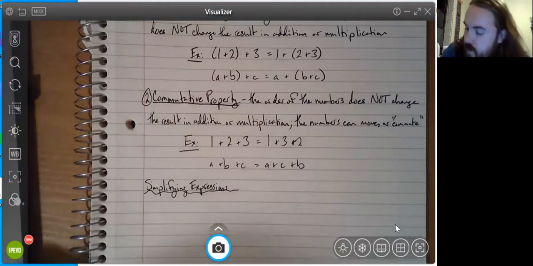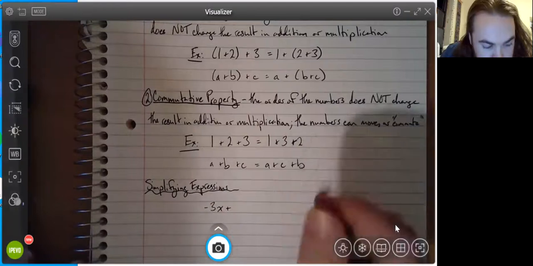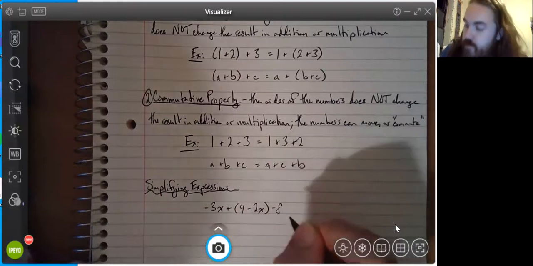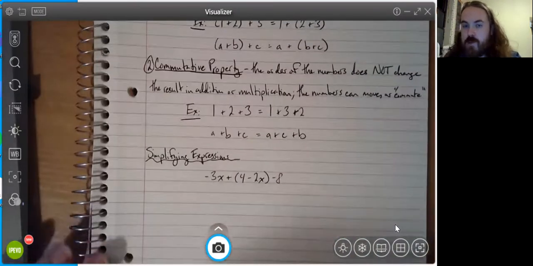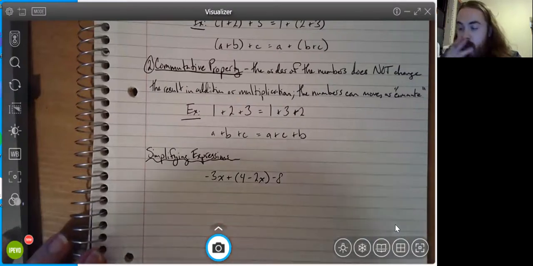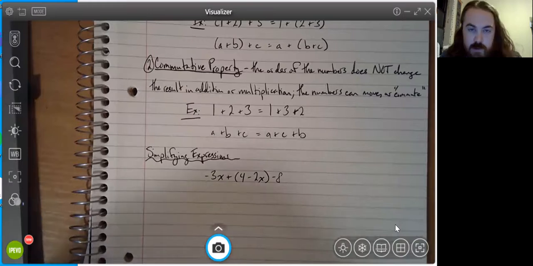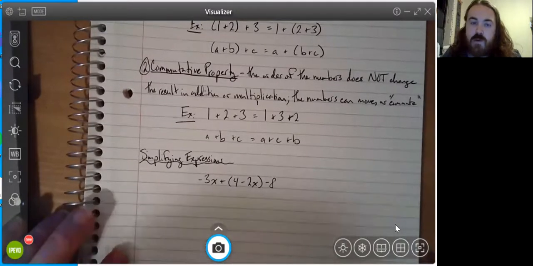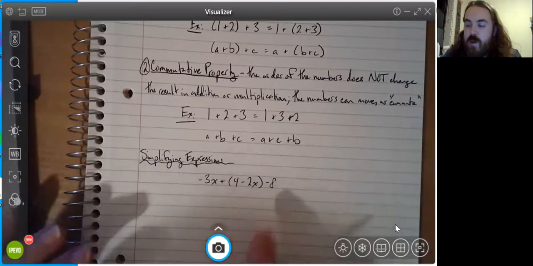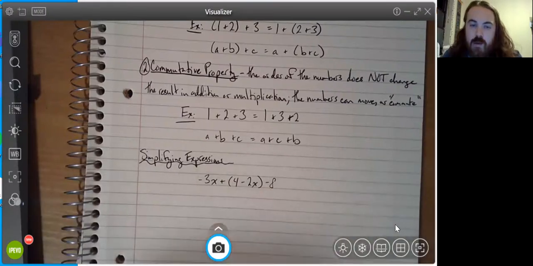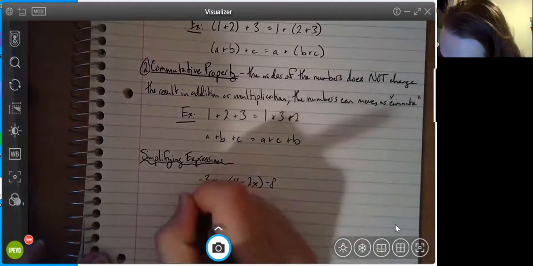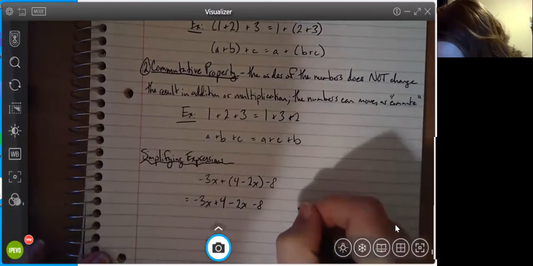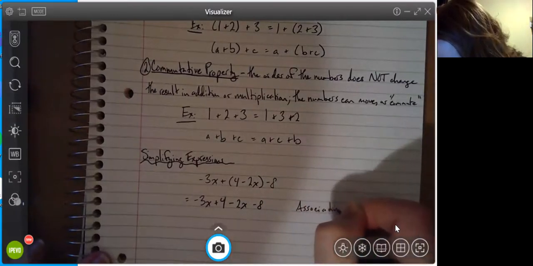So where it matters is if we're given an expression like negative 3x plus, open parentheses, negative 2x, close parentheses, minus 8. In this case, we need to apply these properties in order to simplify this expression. Well, the first property we can apply, because we have these parentheses here, is actually the associative property. Because again, the associative property tells us that the way that numbers are grouped or associated does not change the result. So what that means is you just get rid of the parentheses. You have plus, you have minus. Okay, well, this is the same as adding negative 8. So it's all adding. So you can just get rid of the parentheses. So let's say this equals negative 3x plus 4 minus 2x minus 8. And again, that's because of the associative property.